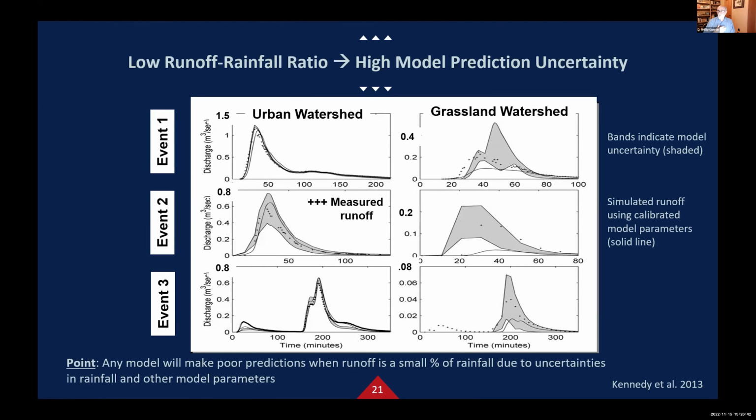We use this model a lot for looking at post-fire effects. So we actually don't look at the small events. We're only looking at the relatively large events, because that's where we're going to see the biggest impact in terms of potential flooding as well as erosion. So we really only concentrate on events that have a high runoff-rainfall ratio.